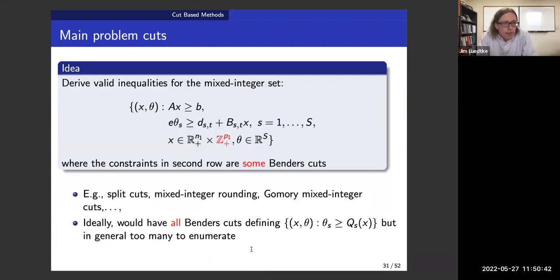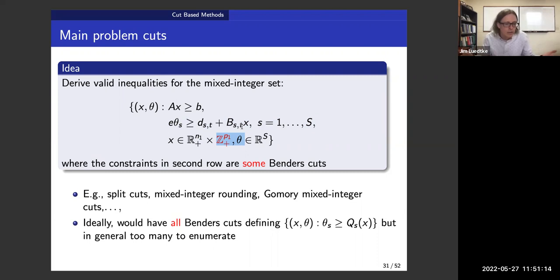Let's first talk about these main problem cuts. The idea is, in the feasible region of my main problem, I have my original constraints and some Benders cuts that I found throughout the algorithm. And I remember that my variables are mixed integer: some are continuous and some are integer. So generically, this is just a mixed integer set. All of the research that we have in mixed integer programming for finding valid inequalities, we can just apply to this. There are many classes of cuts you could find, and you apply those cuts to try to improve the LP relaxation.